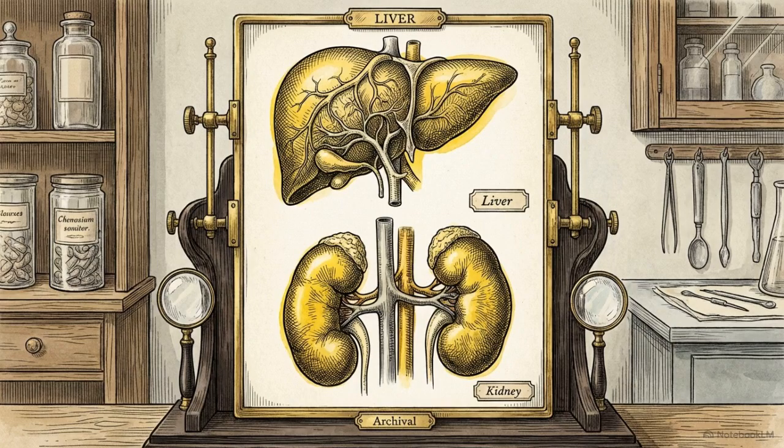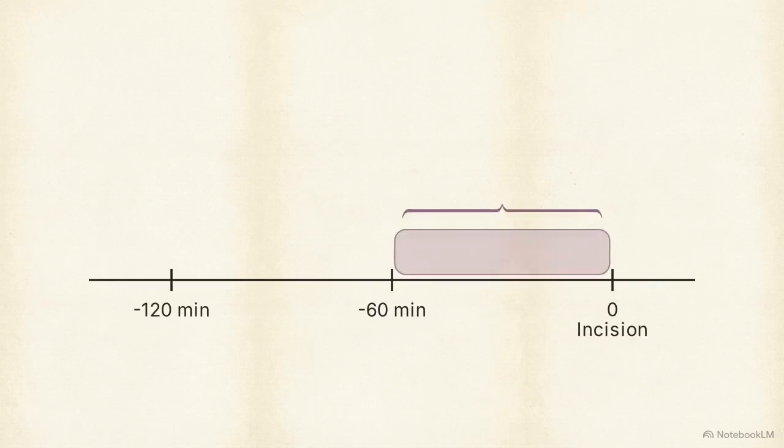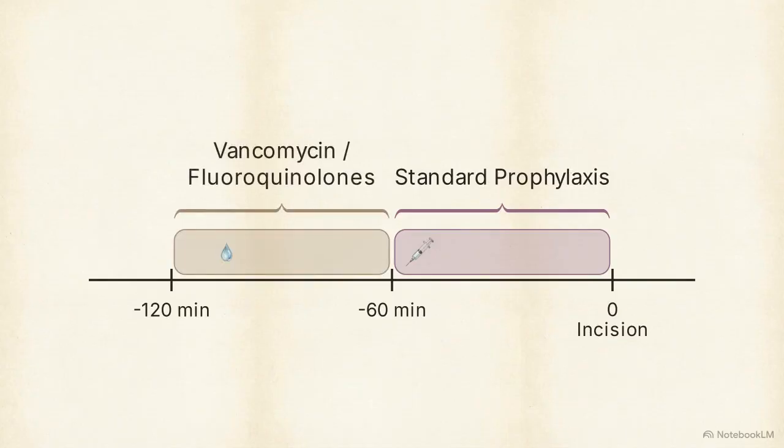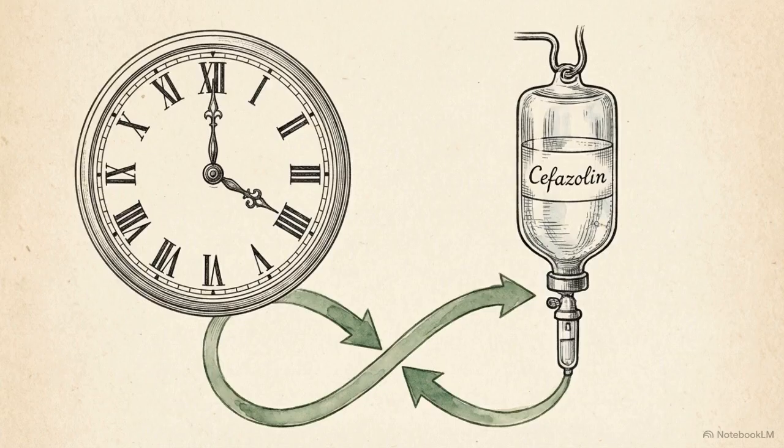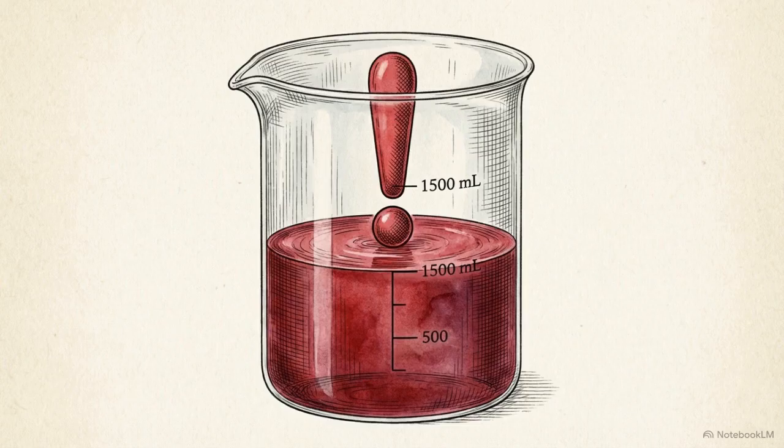The first dose of surgical prophylaxis must be infused within 60 minutes prior to the incision. Vancomycin and fluoroquinolones require a longer window, with infusion starting 60 to 120 minutes before the start of the procedure. When using a tourniquet, you must ensure the entire antibiotic dose is fully infused before inflation. Redosing is required every 2 half-lives, every 4 hours for cefazolin, or following blood loss exceeding 1,500 milliliters.